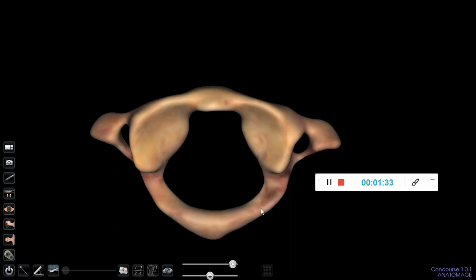So we don't have a body for the first cervical vertebra, but we do have these things called lateral masses. So this right here is called a lateral mass, and this over here is called a lateral mass. And we have this very large vertebral foramen.